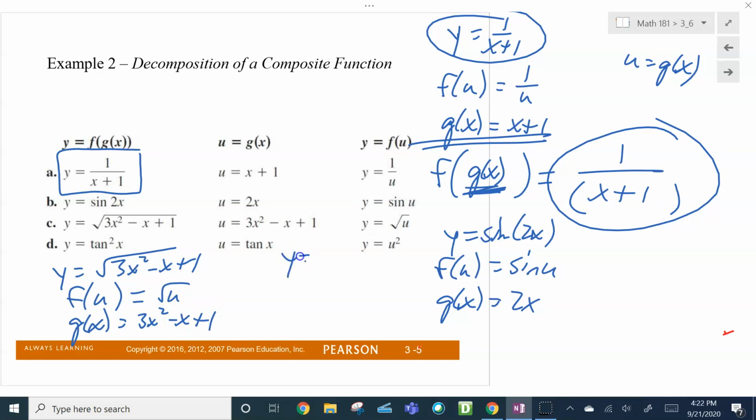Last one, what about y equals tangent squared of x, or tangent of x quantity squared? Well, f of u is the tangent of u. G of x then, I'm sorry, good grief. F of u is u squared. G of x, what's going in for u? Tangent of x is going in for u. So it's tangent of x quantity squared when tangent of x replaces the u there. Okay.